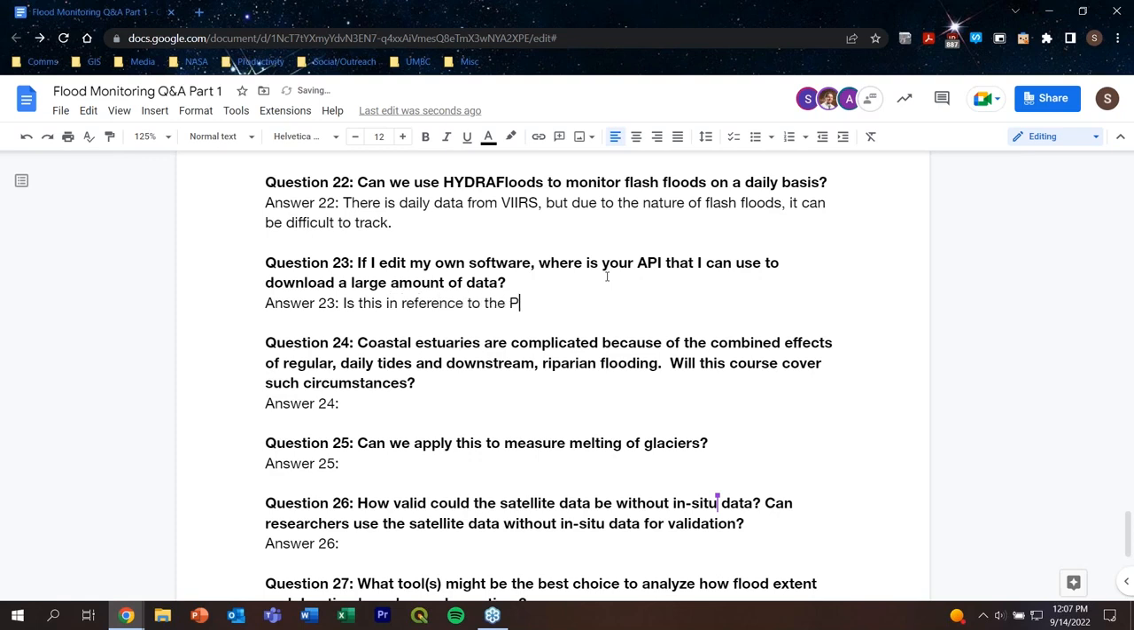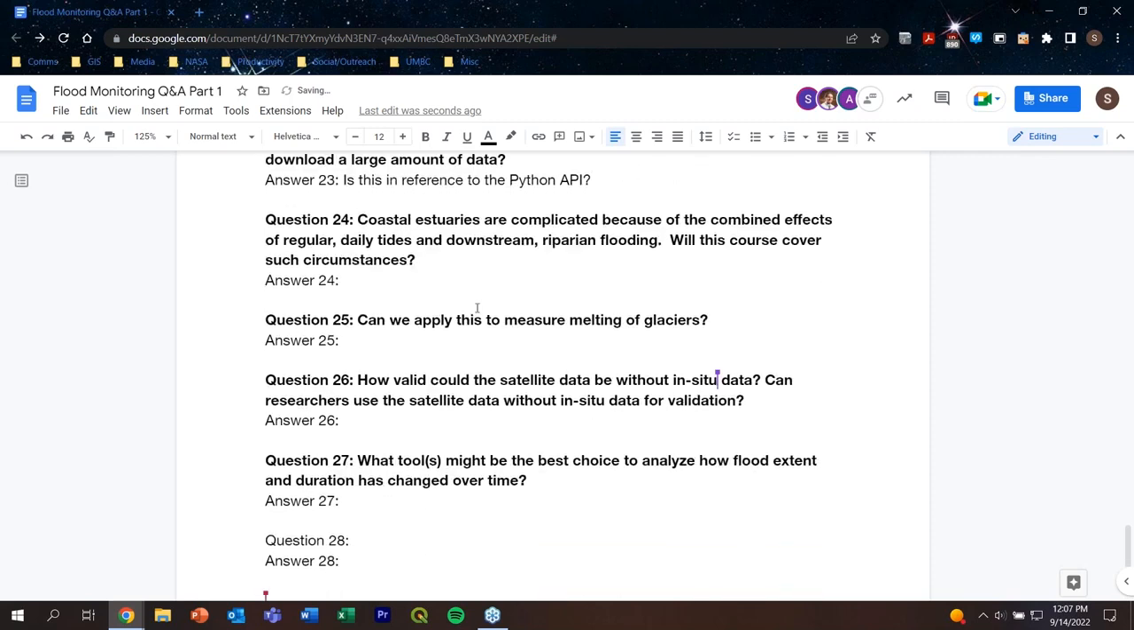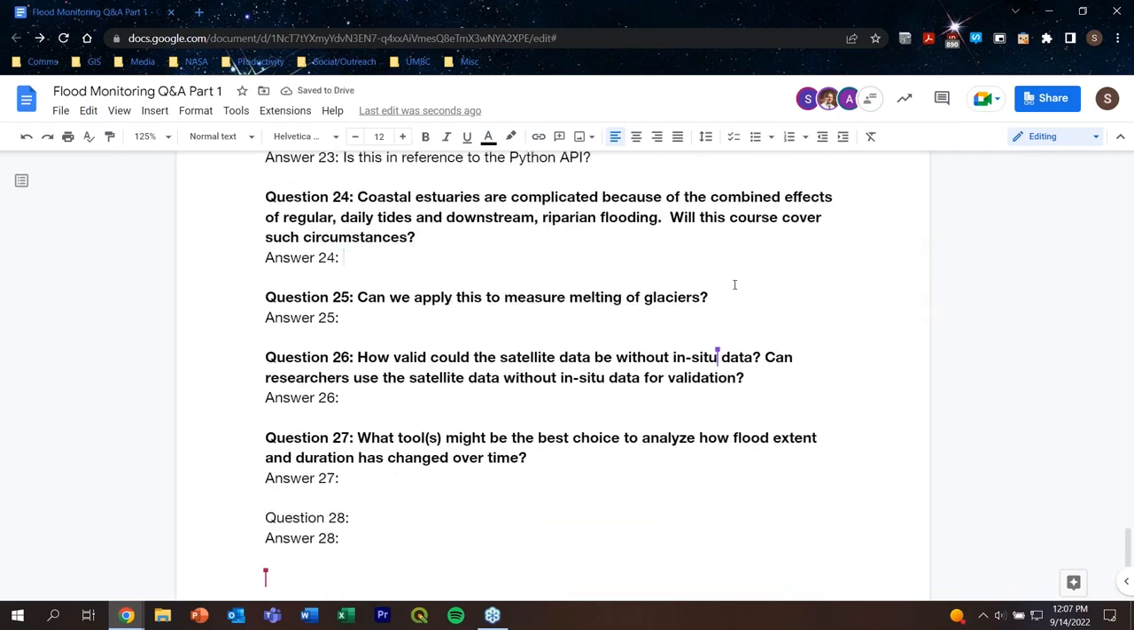Question 24. Coastal estuaries are complicated because of the combined effect of regular daily tides and downstream riparian flooding. Will this course cover such circumstances? So next week, when we look at HIMAP, we can bring this question up. This is not really specifically covered in this course.